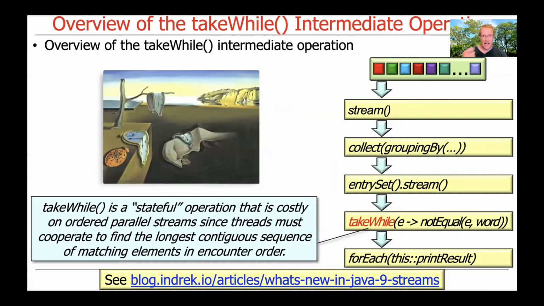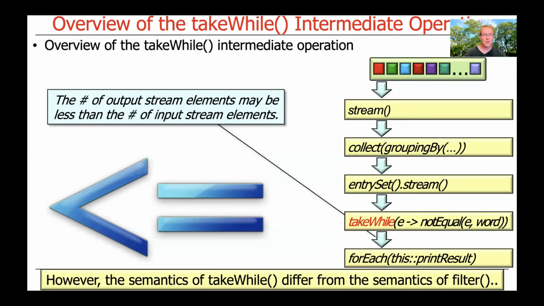And this, as before, is problematic when you use it with parallel streams because it has to keep track of the encounter order and coordinate those things across the different threads that are searching in order to find the longest contiguous sequence of matching elements that occur in encounter order. So, once again, don't use takeWhile in ordered parallel streams because its performance will be very slow.